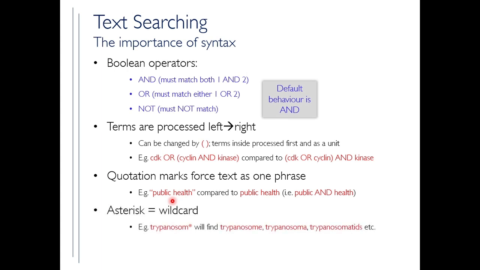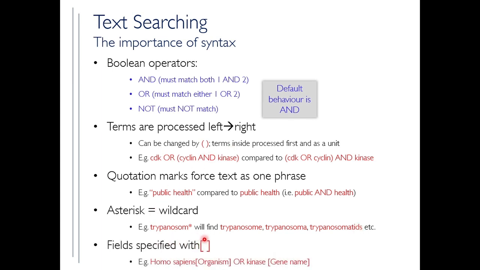It's important to note that there's a wildcard as well, which can be used with the star symbol. If you put this after a particular point, anything downstream of that will be brought up by the search field. So if you put trypanosome here, it will bring back anything with either an E on the end of that, an A, or soma, or trypanosomatids here. Essentially, it's a wildcard, so it will allow you to search for variants of that particular word.